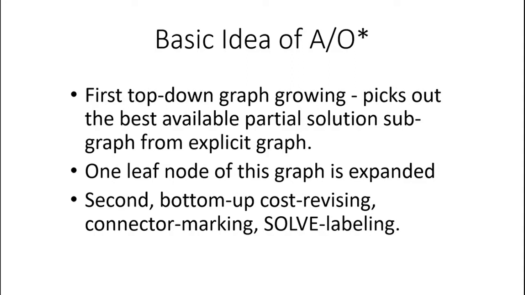The basic idea behind this algorithm is that it involves two major operations. First, the top-down operation, graph drawing, which involves picking out the best available partial solution subgraph from the explicit graph given. Then a leaf node of this subgraph is expanded. The second operation, which is bottom-up, involves revising the costs at nodes of this subgraph and marking them as solvable or non-solvable.